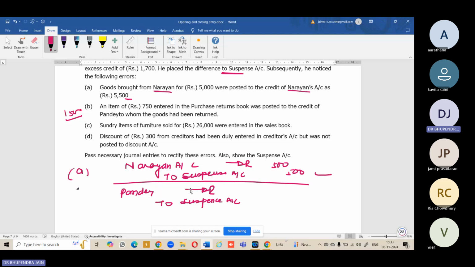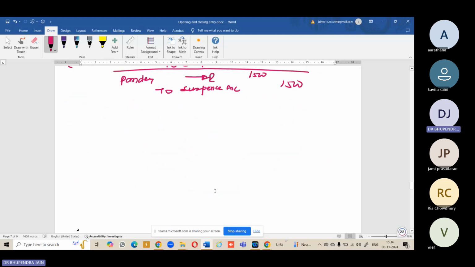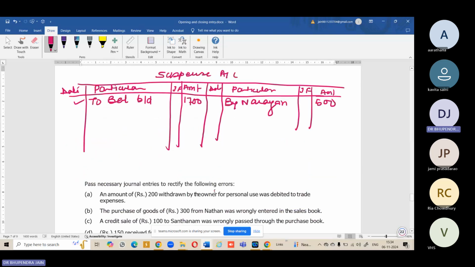Purchase account debit to Pandey. We have to credit the Pandey account because the Pandey account is credit. So how to rectify? We reverse the entry for rupees 1500. Now the suspense account is given in the credit side. At the time of preparation of suspense account, we will write by Pandey 1500.